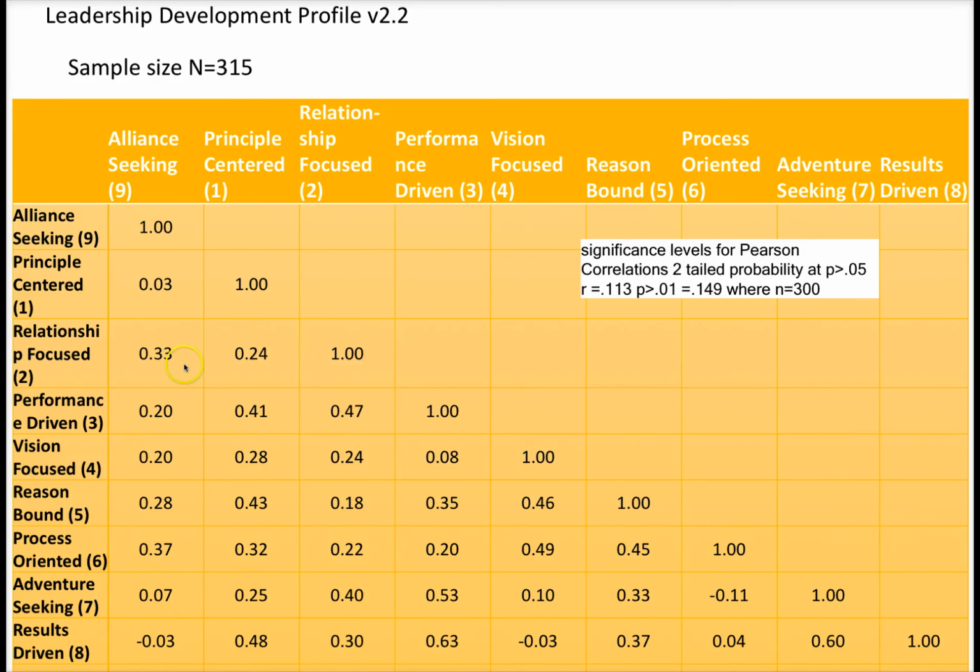So basically, here's our table of correlations, and again, this is a fairly robust sample of 300. However, although we believe these correlations are pretty real, we don't know if in a large population of people these are exactly the correlations we would come up with. But we would have to investigate why there is such a high relationship between some of these traits and why there was almost no relationship, like in the case of principle-centered versus alliance-seeking.